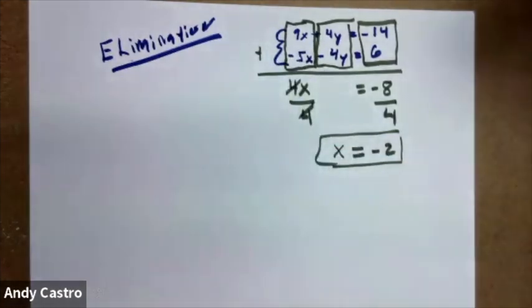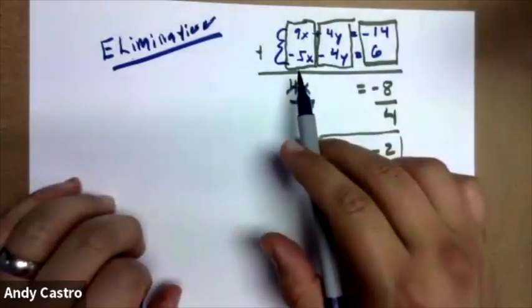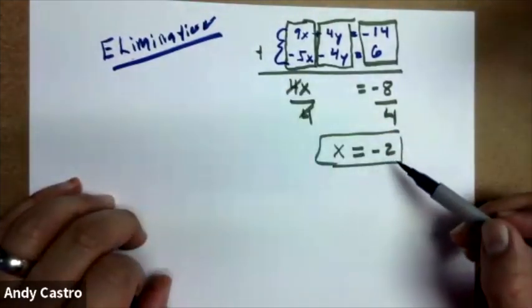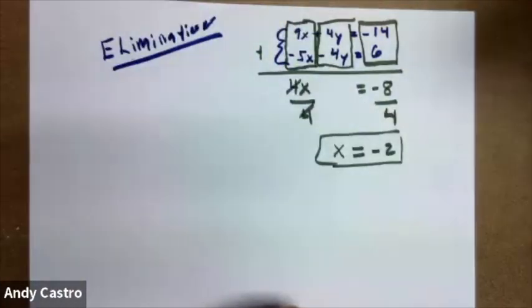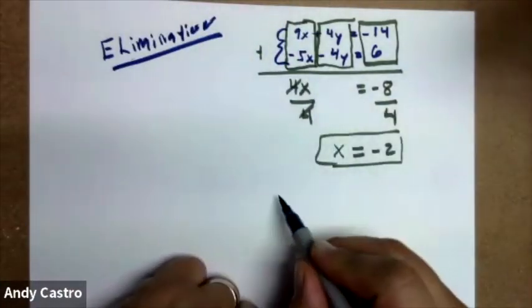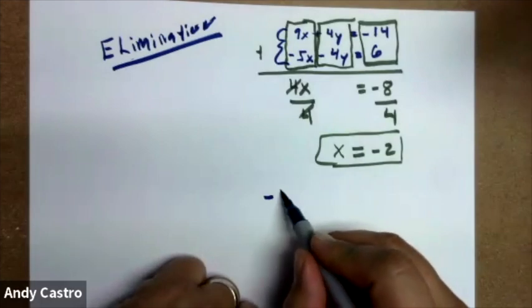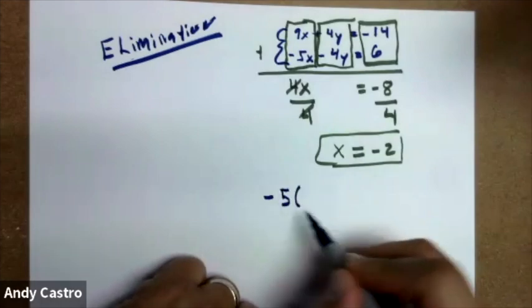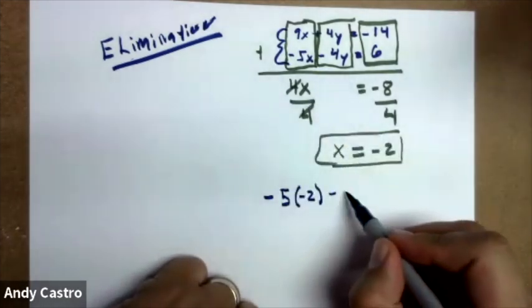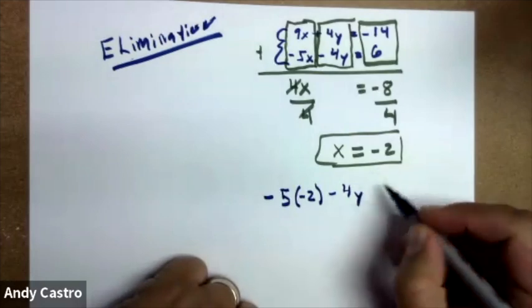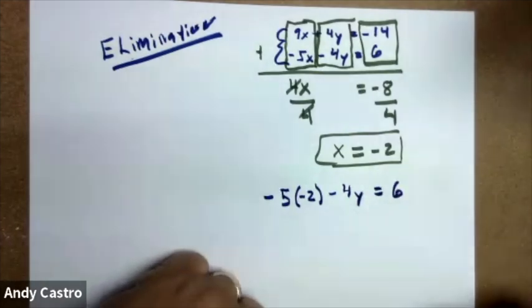And so now that I know what x is, I can take that information and come back to one of my original equations and plug in negative 2. It doesn't matter which one we plug it into. I'm going to plug it into the second one. So we have negative 5 times negative 2 minus 4y is equal to 6.